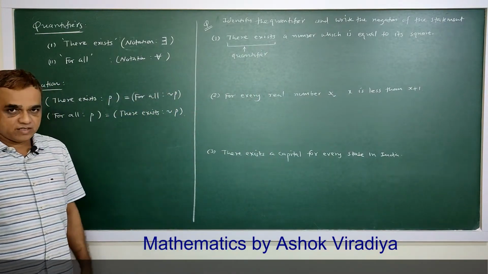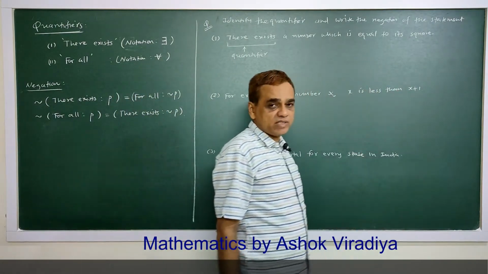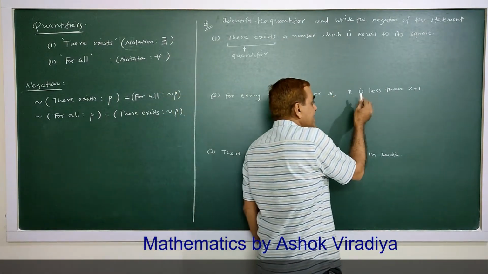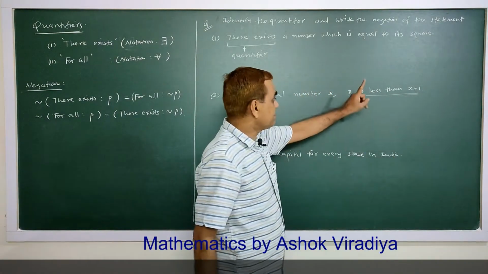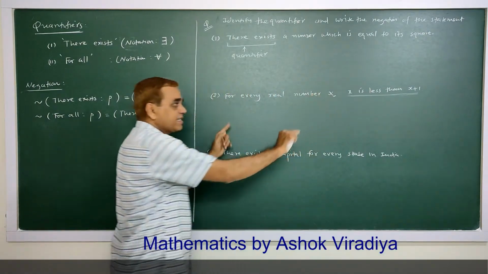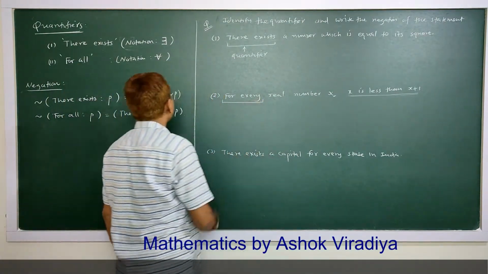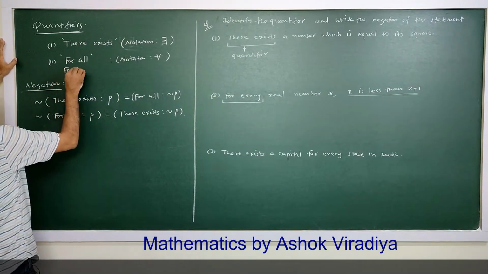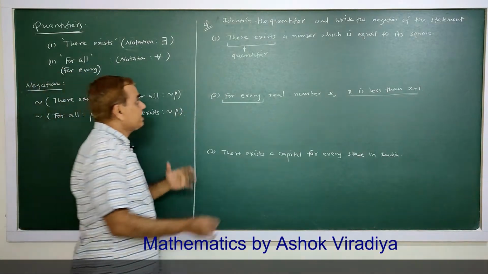Look at second statement. For every real number x, x is less than x plus 1. This is a property. And meaning of this statement is that this property is true for every real number x. So here this word every, for every or for all, meaning is same. This is quantifier.